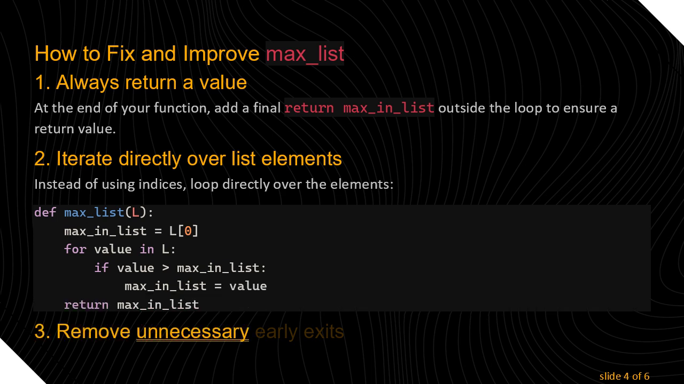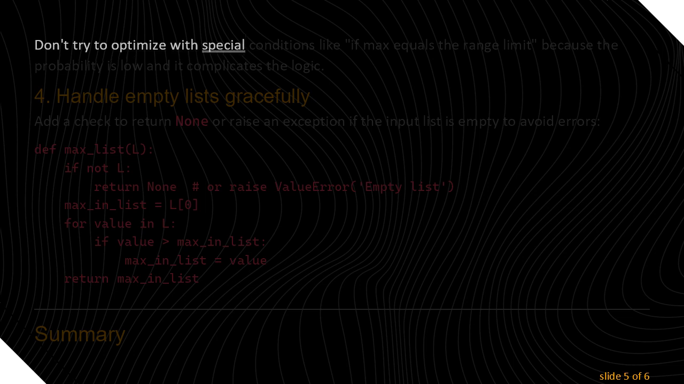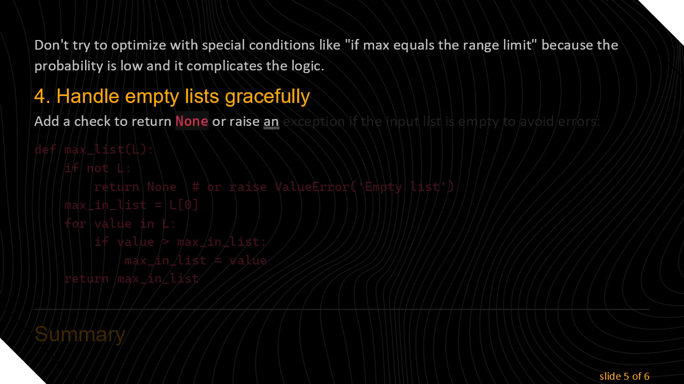3. Remove unnecessary early exits. Don't try to optimize with special conditions like if max equals the range limit, because the probability is low and it complicates the logic. 4. Handle empty lists gracefully. Add a check to return None or raise an exception if the input list is empty to avoid errors.